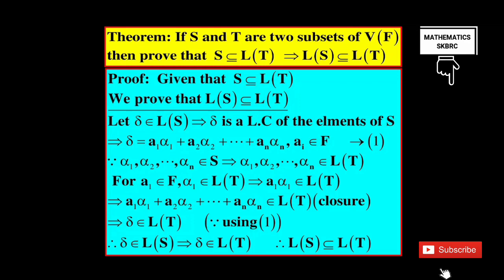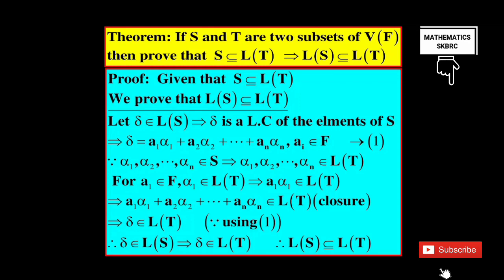That gives delta is equal to a1 alpha 1 plus a2 alpha 2 plus and so on an alpha n, where a1, a2 and so on an belong to F and alpha 1, alpha 2 and so on alpha n belong to S. Since alpha 1, alpha 2 and so on alpha n belong to S, that gives alpha 1, alpha 2 and so on alpha n belong to L of T, since S is a subset of L of T, every element of S is an element of L of T. Here L of T is a subspace of V of F. That means L of T is itself a vector space with respect to the same operations as in V.